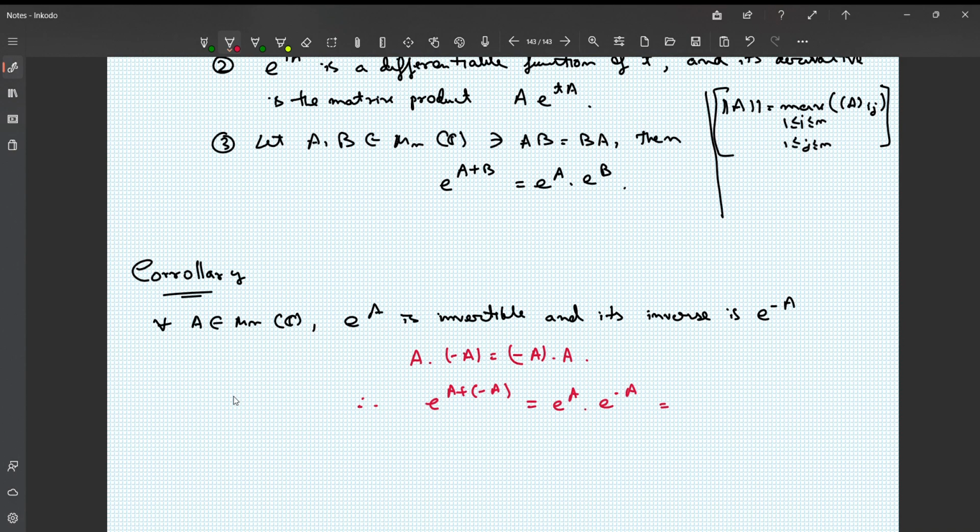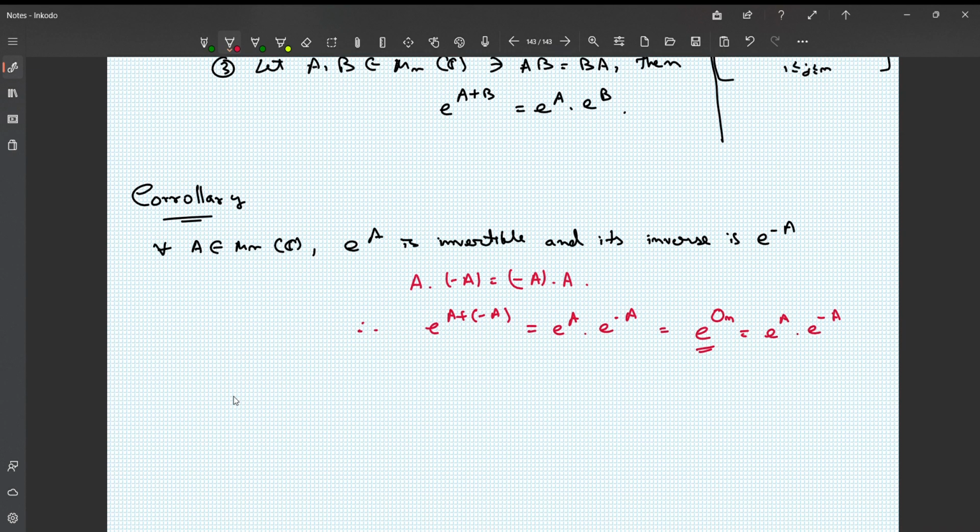e to the power of the 0 matrix, right? So this is e to the power of the 0 matrix, which is equal to e to the power A times e to the power minus A. Now, if you carefully calculate e to the power of the 0 matrix, what will it come out to be? It will simply come out to be e to the power 0, 0 being the real 0. So then it becomes 1, right?